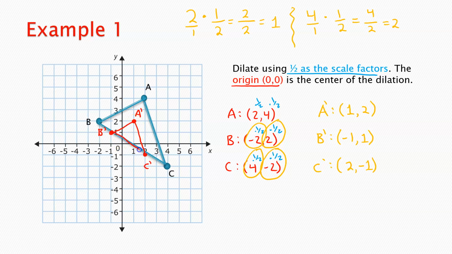So take a look at our new image here. A prime, B prime, and C prime. It shrunk, right? So it makes sense. If my scale factor is half, it shrunk by half its size. And notice that A prime, B prime, and C prime are getting pulled closer and closer and closer to 0.